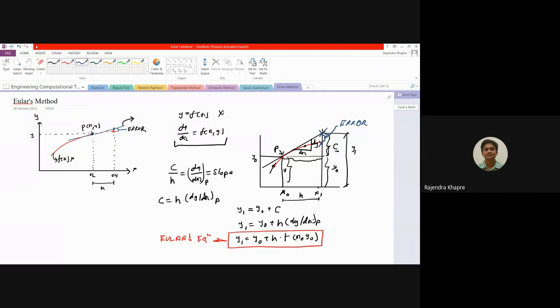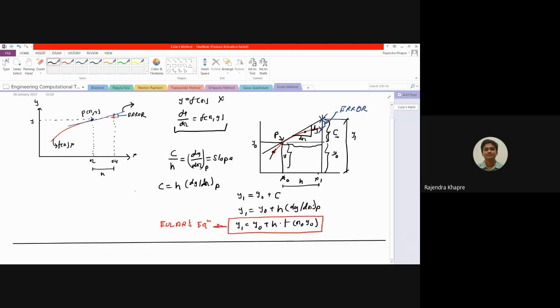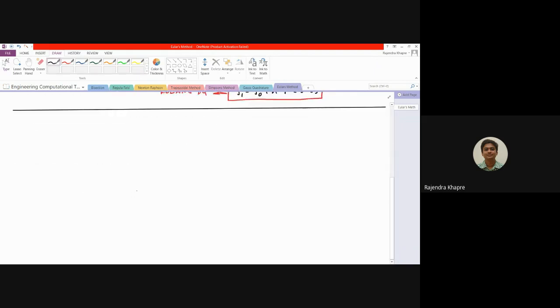I hope this method or this derivation is clear to everybody. Do you want me to explain any portion one more time? Is it required? Please let me know, otherwise we'll continue. Shall I continue?